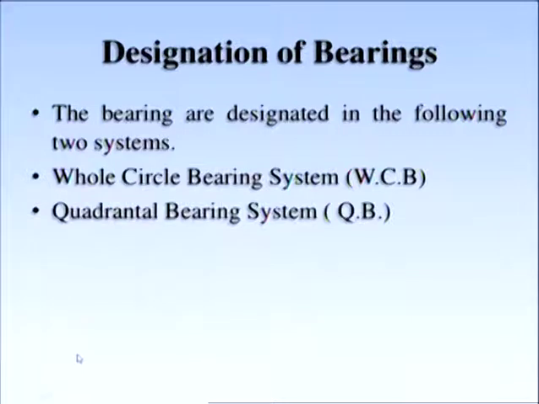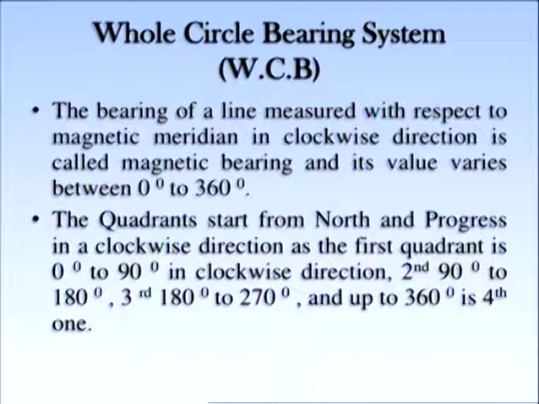Now bearings are designated in two systems. One is known as the whole circle bearing system, in short W.C.B, and the second is known as the quadrantal bearing system, that is Q.B. Now, what is the whole circle bearing system? The bearing of a line measured with reference to the magnetic meridian in the clockwise direction is called magnetic bearing, and its value varies from 0 to 360.